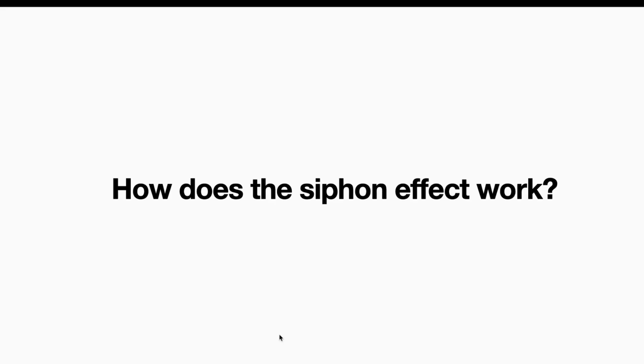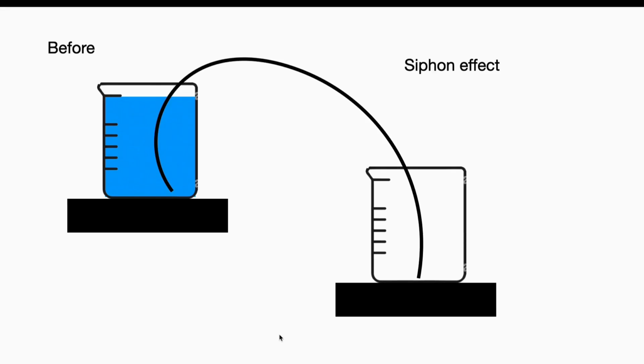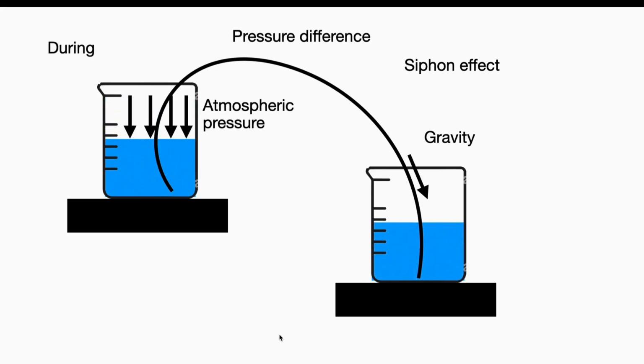Here's how the siphon effect works. Here's what it looks like before the siphon starts. Both ends of the pipe must be in the containers or else the water will flow out. Now, the flow begins. Gravity pulls water down one side and the atmospheric pressure pushes the water up from the other side because of the pressure difference, which allows the water to flow.